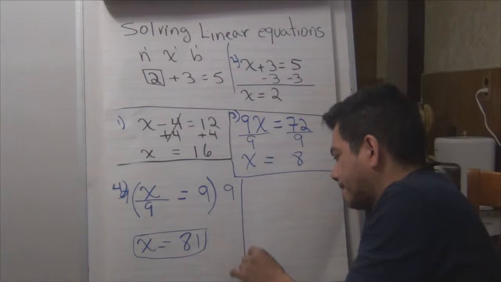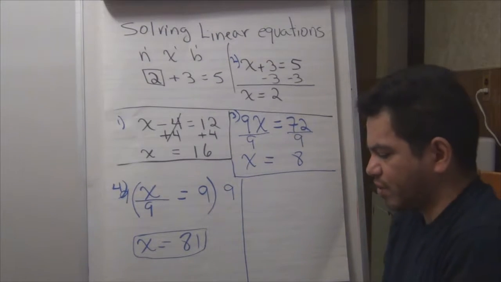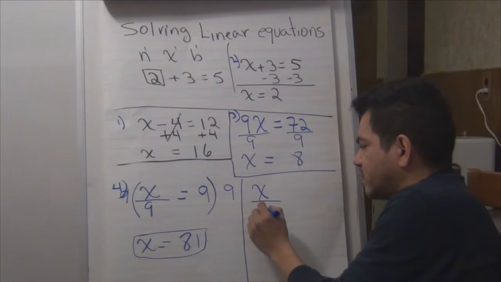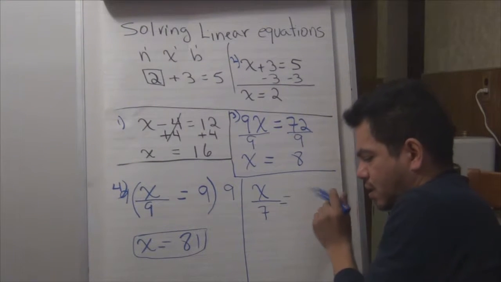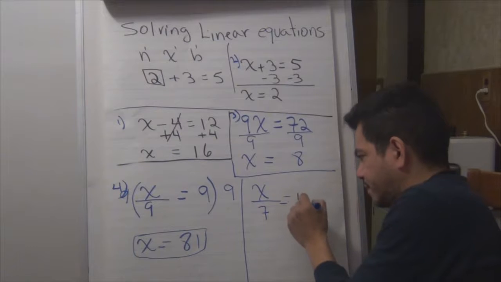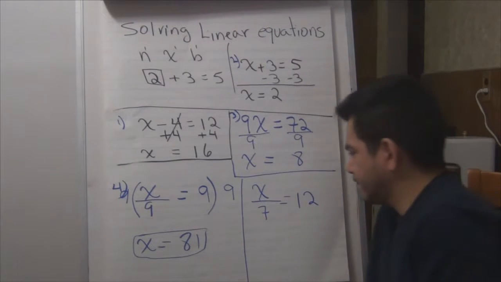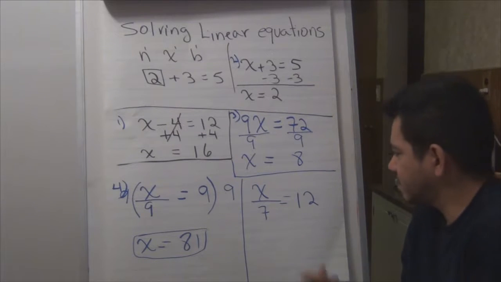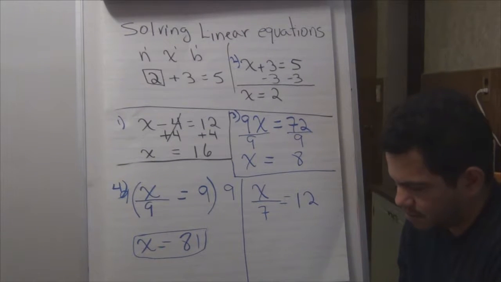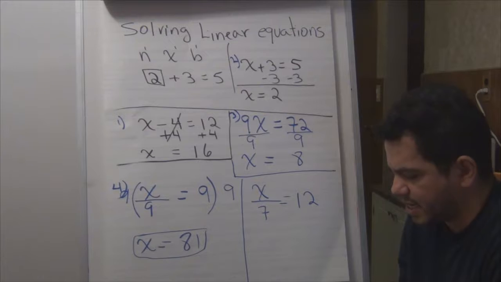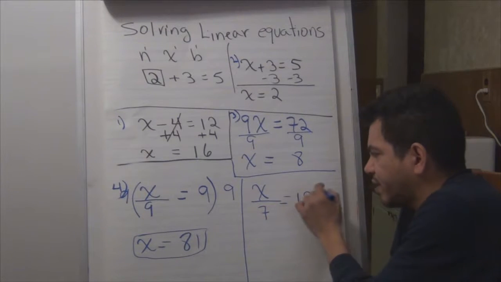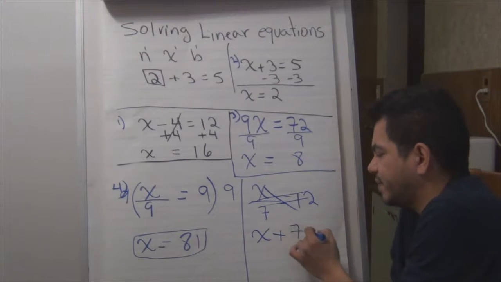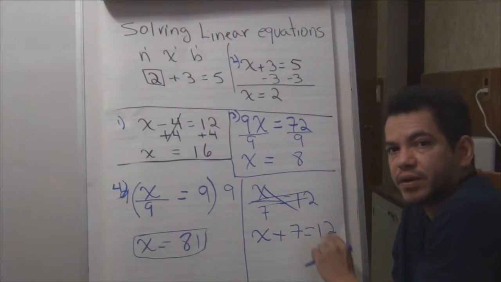Now, let's have another one. x over 7 equals 12. Okay? So, I made a mistake. It's not x over 7. Sorry, my bad. It's x plus 7 equals 12. Okay, that's what I have.